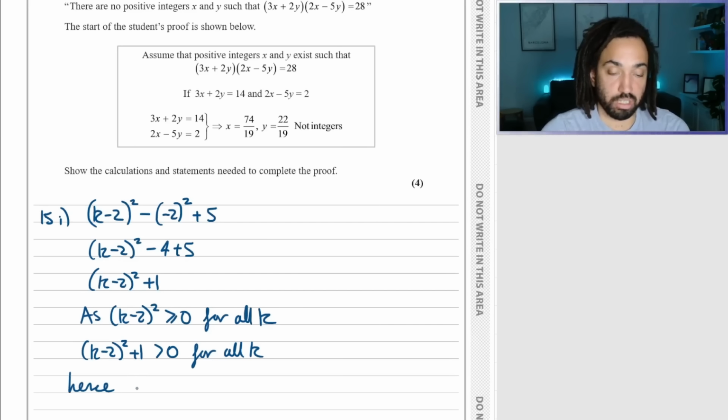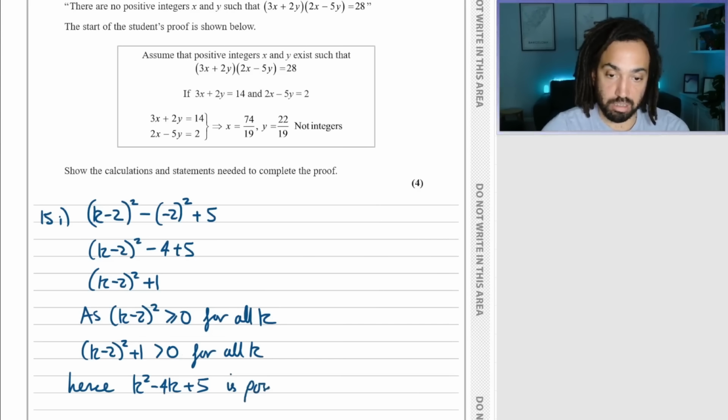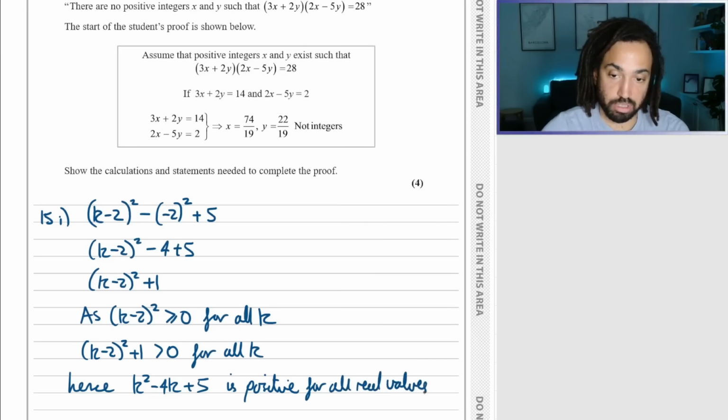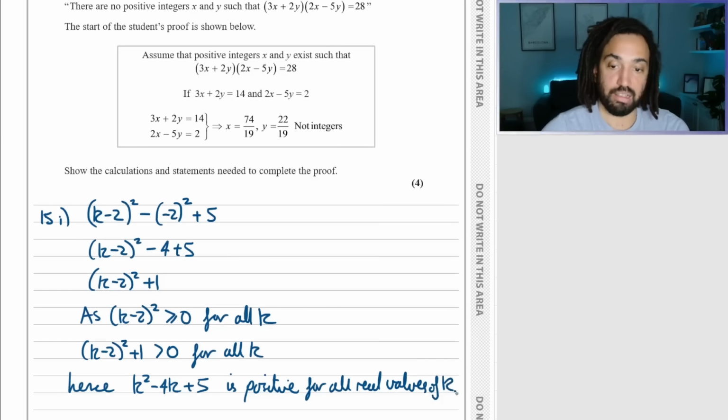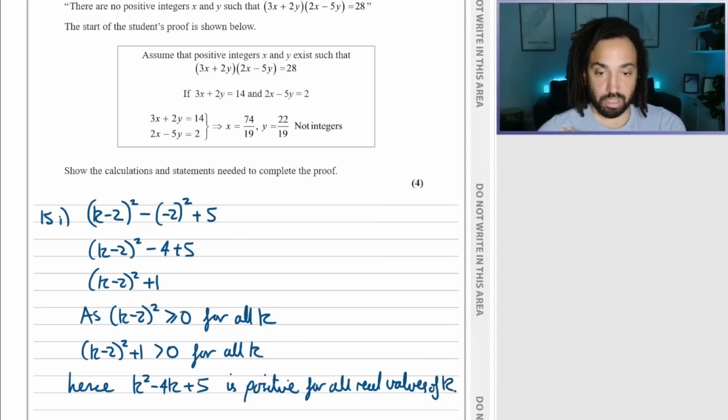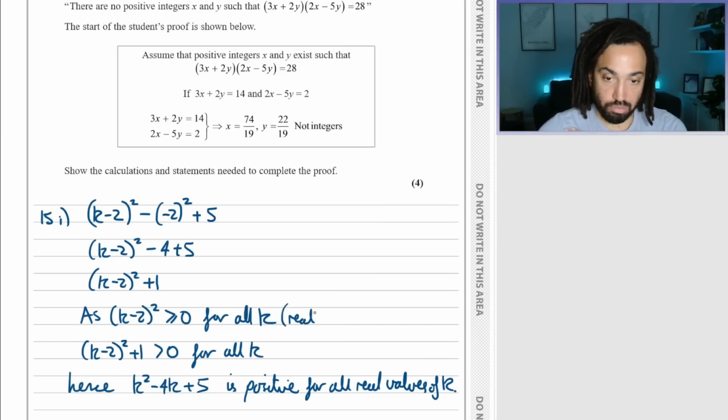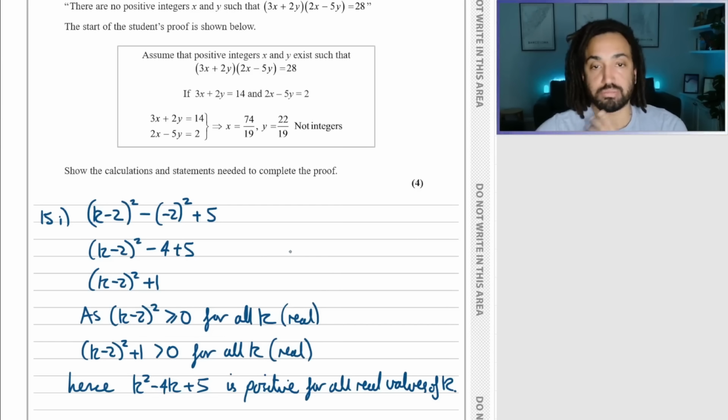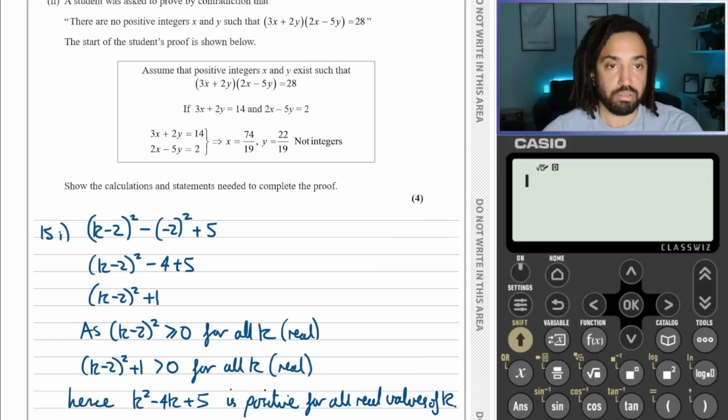So we always want a conclusion statement, which is k squared minus 4k plus 5 is positive for all real values of k. For all k real. Brilliant. Okay, right, on to part 2.